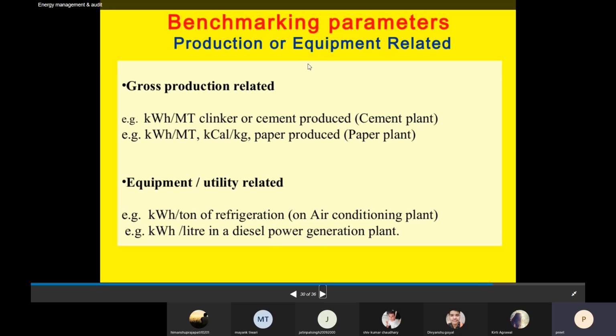So benchmarking parameters are production or equipment related. Gross production related, and equipment utility related. In gross, the examples are paper produced in a paper plant, or cement produced in a cement plant, which is gross production related benchmarking. Utility related are refrigeration and air conditioning plant, and diesel power generation plant.